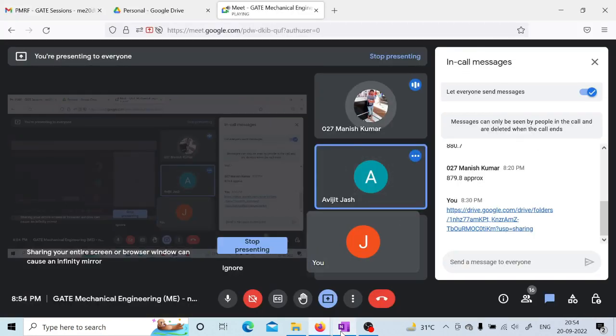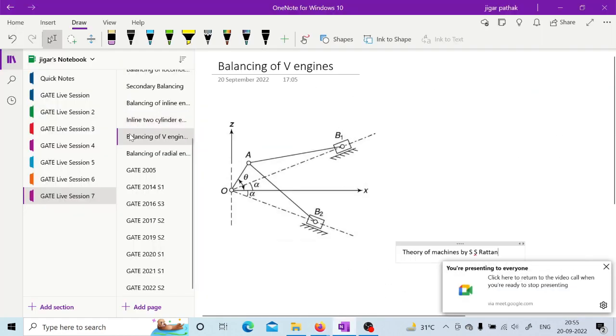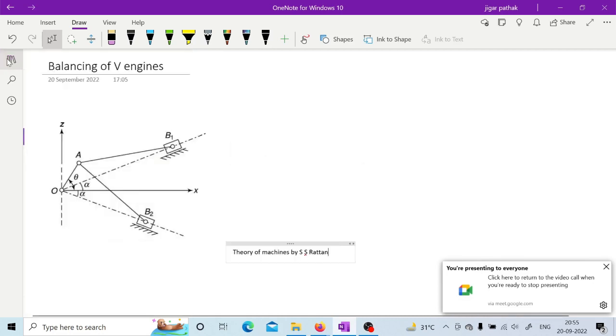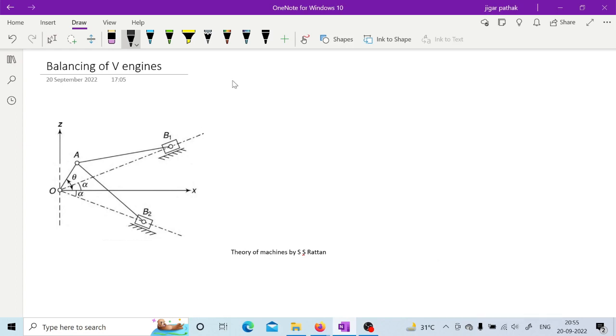Yeah. Right, so here balancing of V engines and balancing of radial engine is also there, but I will go quickly for this because you need to solve some questions after this. So in case of balancing of V engine, please mute yourself, somebody is unmuted. Hello? Yeah. So in balancing of this V engine, you can have this crank OA which is attached to the sliders B1 and B2 through AB1 and AB2.